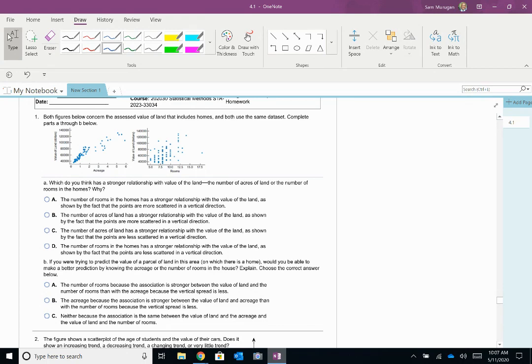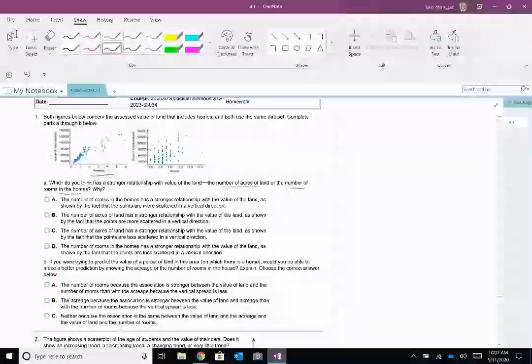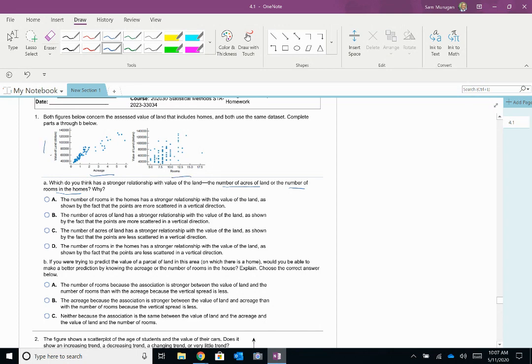Which do you think has the stronger relation with the value of the land, the number of acres of land, or the number of rooms in the house? So acreage versus the value of the land, and rooms versus the value of the land. Clearly, this one has stronger association because it's more clustered together, very little variation from the straight line going up. This is more spread out. So the number of acres has stronger relation, and the fact that the points are less scattered in the vertical direction would make a lot of sense.